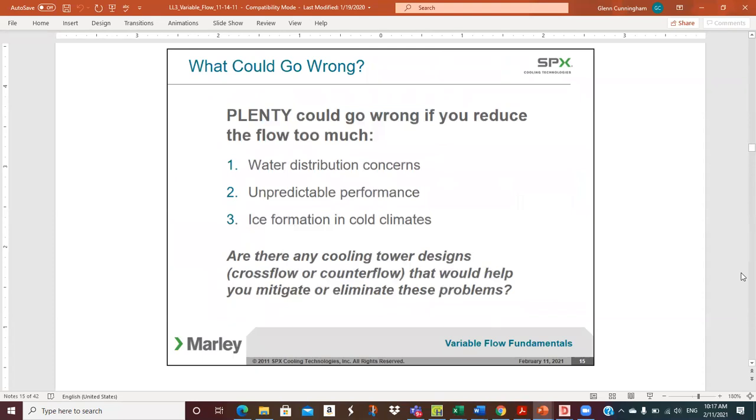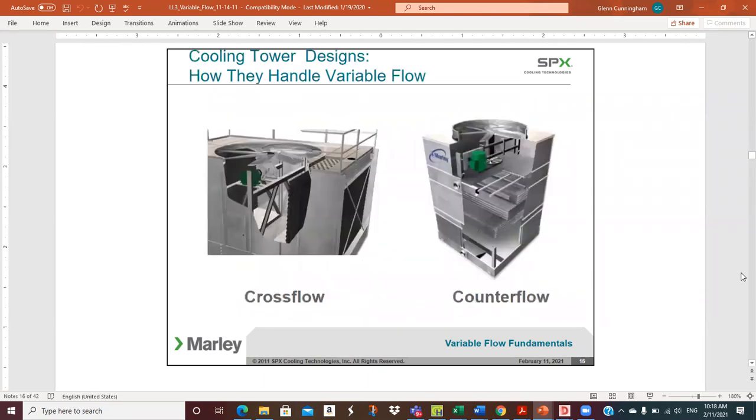But of course, Murphy is always lurking. So what can go wrong? Well, plenty can go wrong if you reduce flow too much: water distribution, unpredictable performance, ice formation in cold climates. Are there any cooling tower designs, crossflow or counterflow, that would help you mitigate or eliminate these problems? We'll get into that a little bit here.